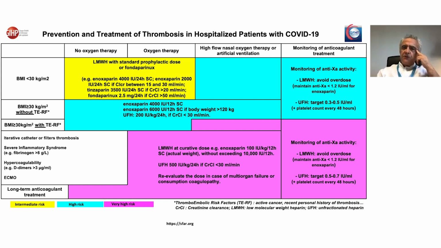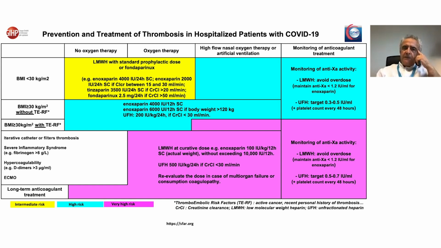And in this patient, it's recommended by other guidelines to use low molecular weight heparin or fondaparinux with the standard prophylactic doses. In Europe, for example, for enoxaparin, it's 4,000 units per day. I know that in North America, it's 3,000 twice a day.